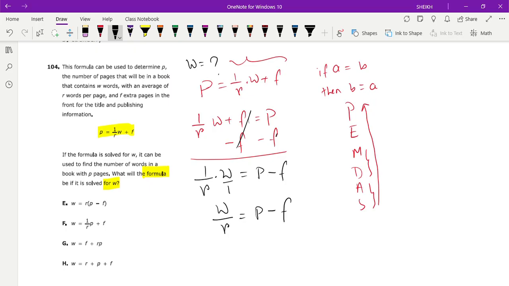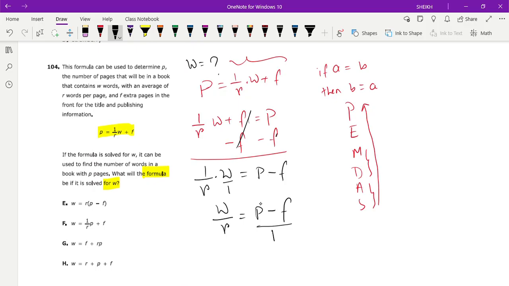Now we have only the last thing to be completed. You need to make the w by itself, so you have to cancel out the r. You could treat the left side as a fraction, so we make the right side a fraction as well by dividing by 1. Or you could think, since w has been divided by r, we have to multiply both sides by r, and therefore w is going to be by itself.